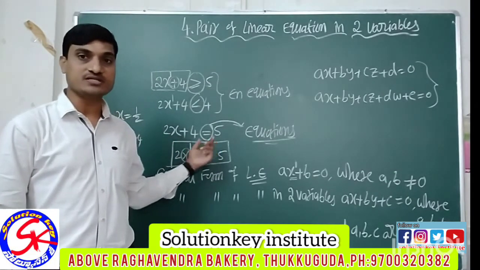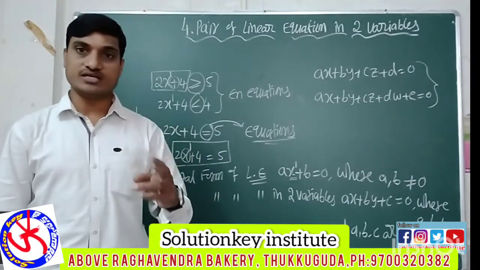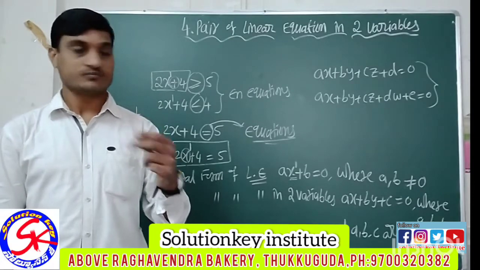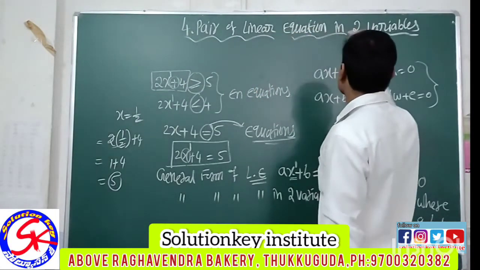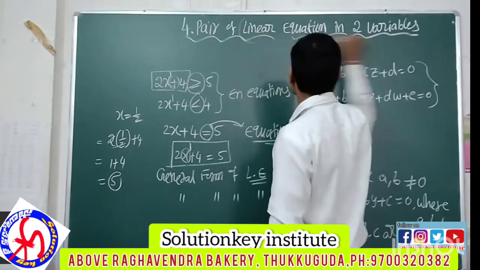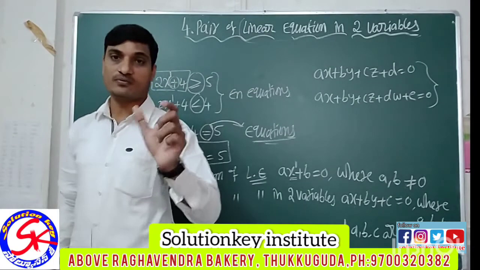In that linear equation, there can be one variable and also two variables. So in this chapter, it is a linear equation in two variables. Up to here, it is completed. But what is the meaning of this one? Pair of linear equation.